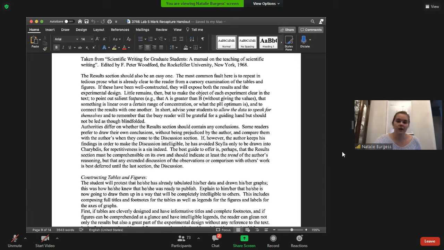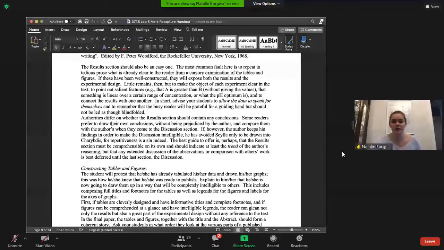So is A greater than B, without giving all the values? Is something linear over a certain range? What is the optimum pH? These are all examples. And you're going to want to connect results to one another. So basically, you want the data to speak for itself. And remember that your busy readers will be grateful for help, but they don't need you holding their hand through the whole thing.